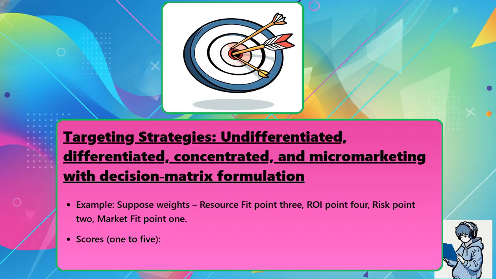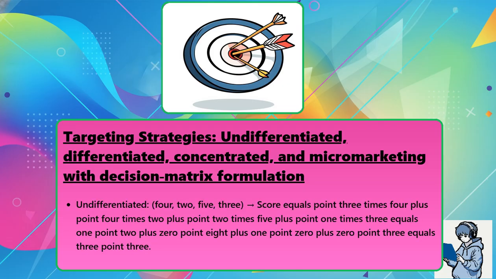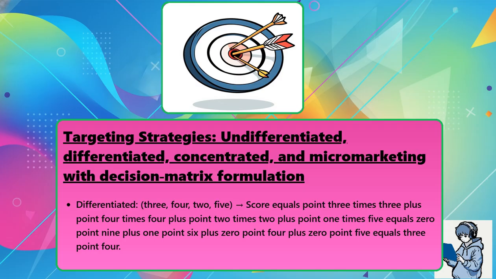Scores 1 to 5. Undifferentiated: 4, 2, 5, 3. Score equals 0.3 times 4 plus 0.4 times 2 plus 0.2 times 5 plus 0.1 times 3 equals 1.2 plus 0.8 plus 1.0 plus 0.3 equals 3.3. Differentiated: 3, 4, 2, 5. Score equals 0.3 times 3 plus 0.4 times 4 plus 0.2 times 2 plus 0.1 times 5 equals 0.9 plus 1.6 plus 0.4 plus 0.5 equals 3.4.